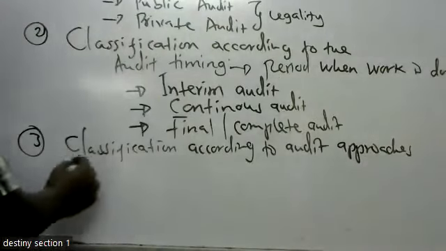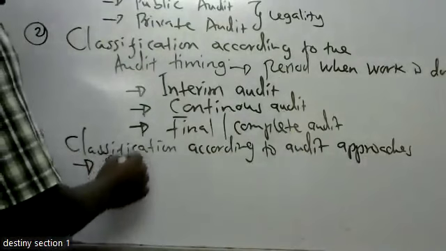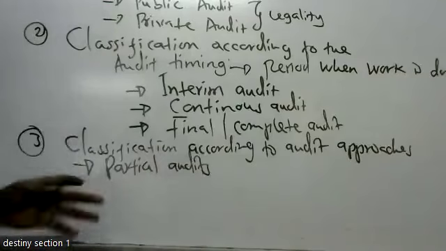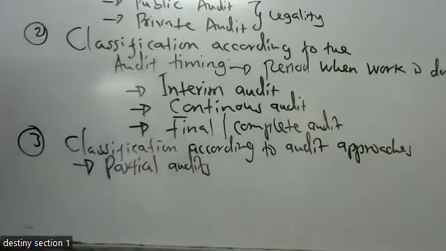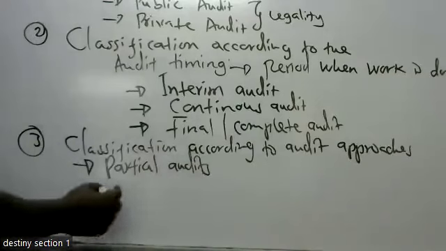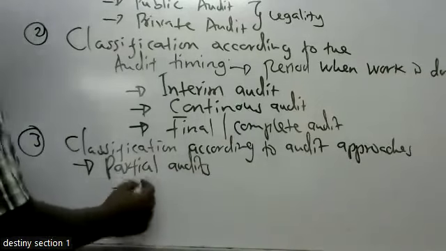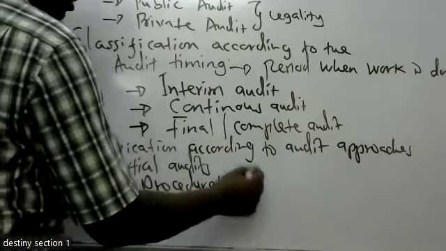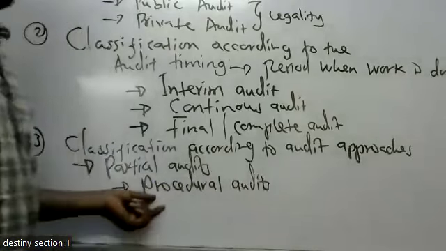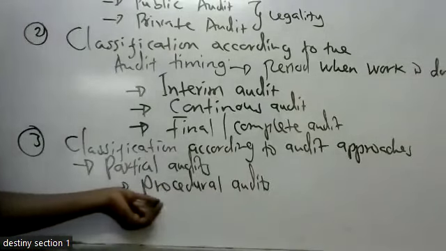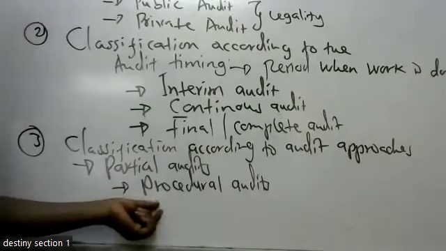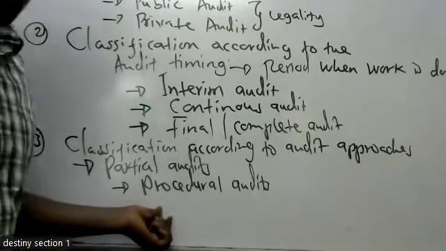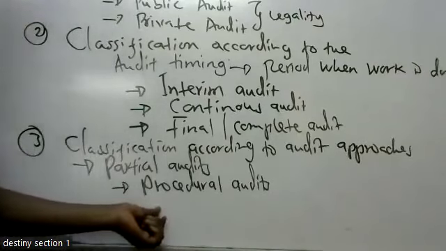So class, these are some kind of partial audits, which are done to meet a specific need or an objective. Examples here include the procedural audits. This is where the procedures are being examined to check how efficient, how effective, and how economical those procedures are being performed.